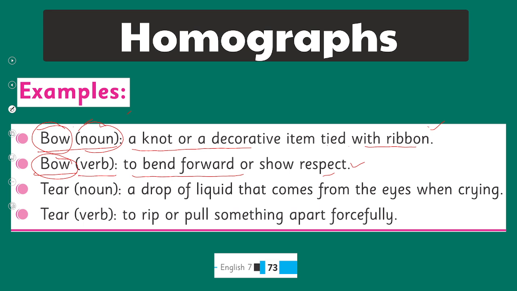Bow is a noun. It is a name of a thing, the bow tie, and to bow is a verb. So we noticed that even if we have same identical spellings, one can be a noun and the other can be a part of the verb.